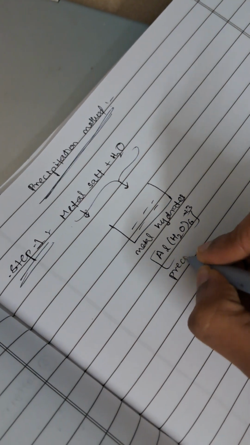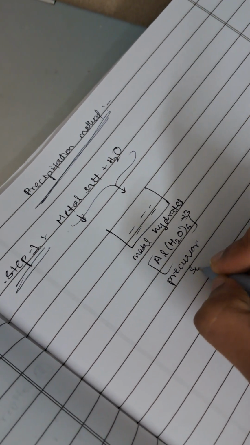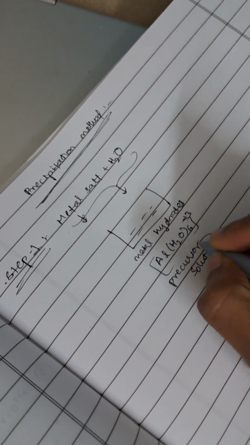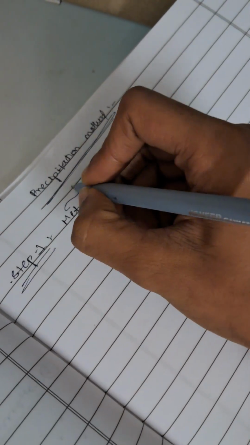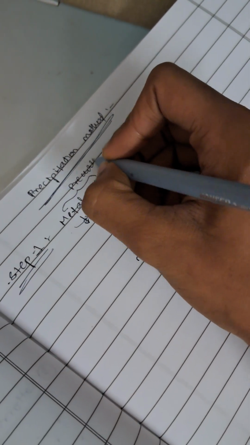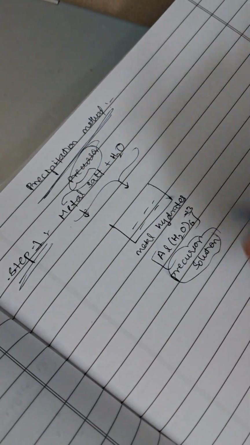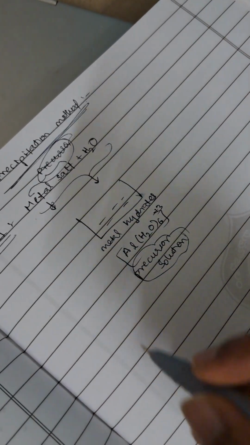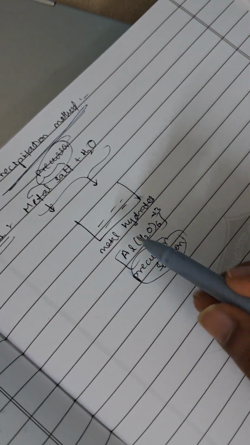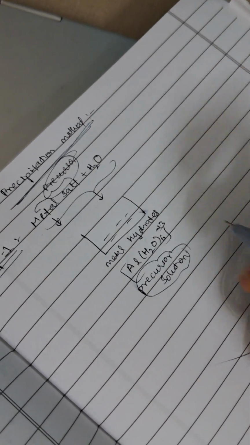This is the precursor solution, formed when dissolving the salt in water. Now the metal ions come together and react with water.